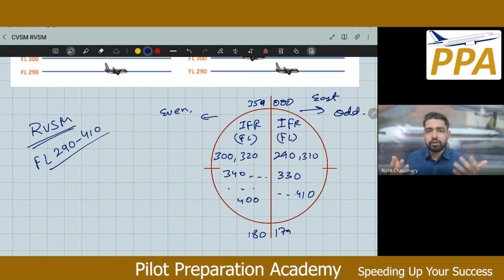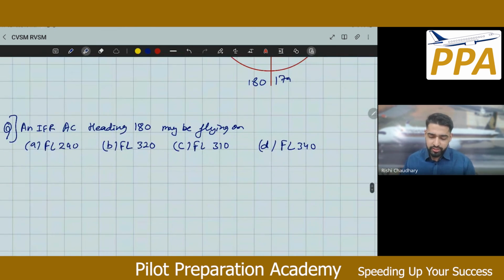I hope you have enjoyed drawing these diagrams with me, and these diagrams will be directly coming in the exam and you can remember it as it is, and it is very easy to draw. And let's do one more question.